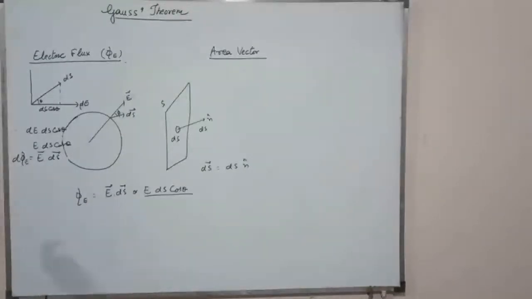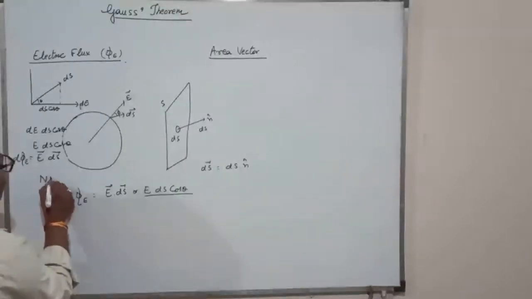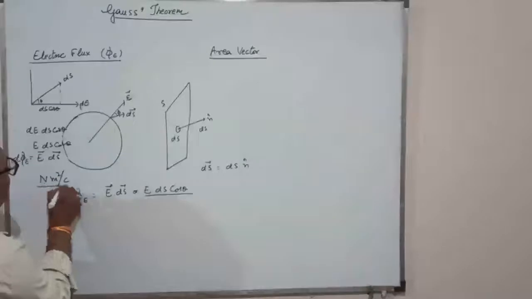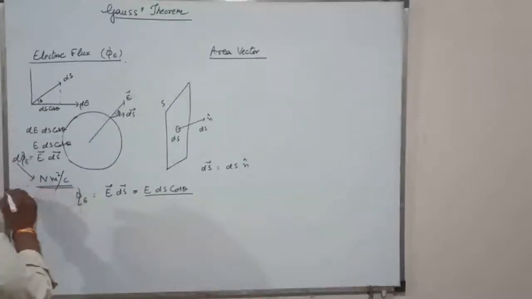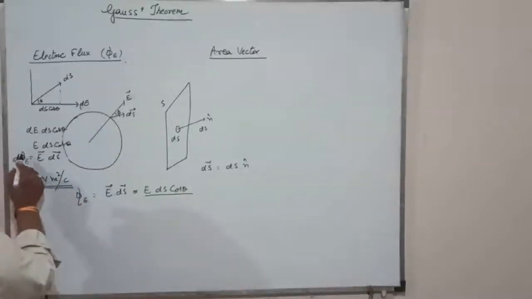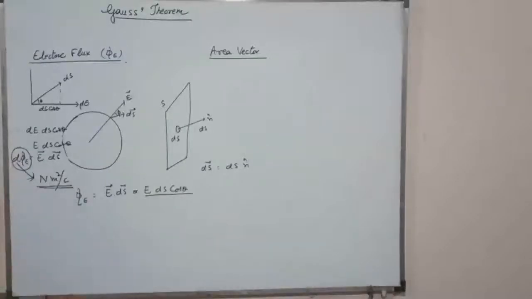Sorry, it is not a vector quantity. It is a scalar quantity because it is the dot product between two vectors, and its unit is Newton meter square per coulomb. This is the unit of electric flux. These terms are frequently used in Gauss theorem.